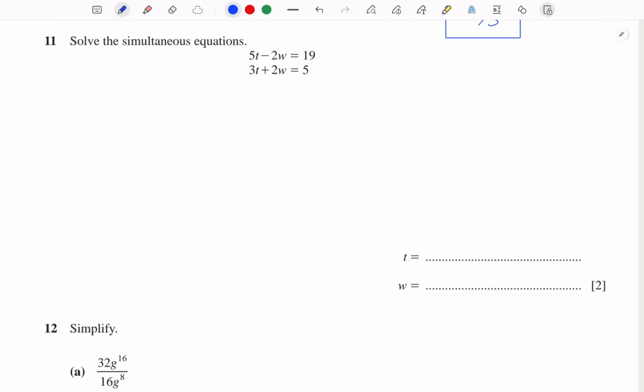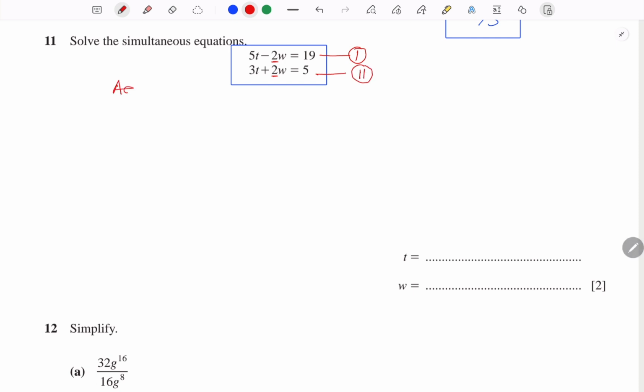Next question. Solve the simultaneous equations. 5t minus 2w equals to 19 and 3t plus 2w equals to 5. How we can solve this? Let's see. See here, the coefficient of w is same. Here it is also 2 and here it is also 2. To solve these equations, let's first name them. Let's call this equation 1 and let's call it equation 2.